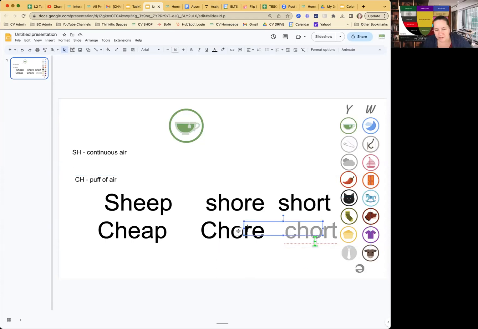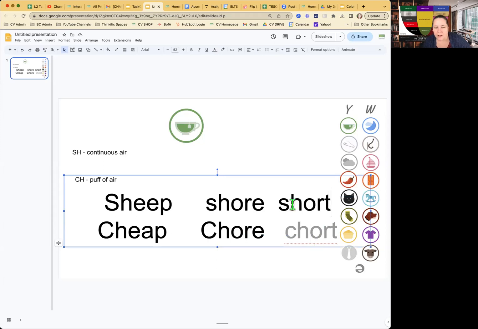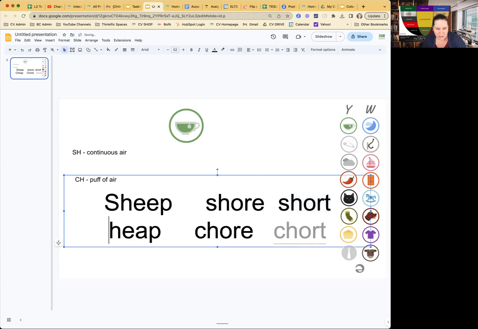But if you say short, then the English listener is going to say, oh, they must have meant short. They're going to go to the closest logical meaning. She's very short. Oh, she's short, right? So that's what's beautiful about the listener mind, that we can make relationships and find that this is close by, in case you make a mistake or you don't hold it as long as it needs to go. So sheep, shore, short, cheap, chore, short.